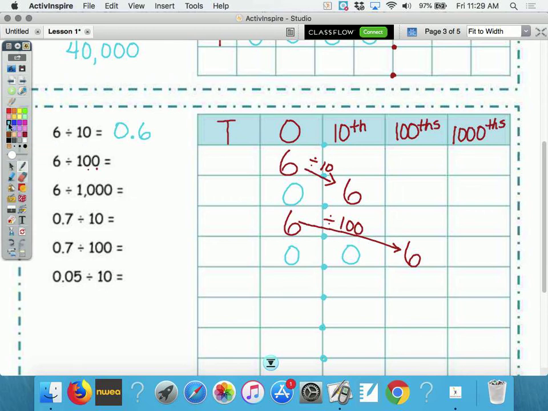And, gosh, how do I say this? 6 what? 6 hundredths. And I'm going to write it as 0.06. Awesome. How you doing? Fist to 5. This is pretty fun. Okay, so let's take a look at the next one.